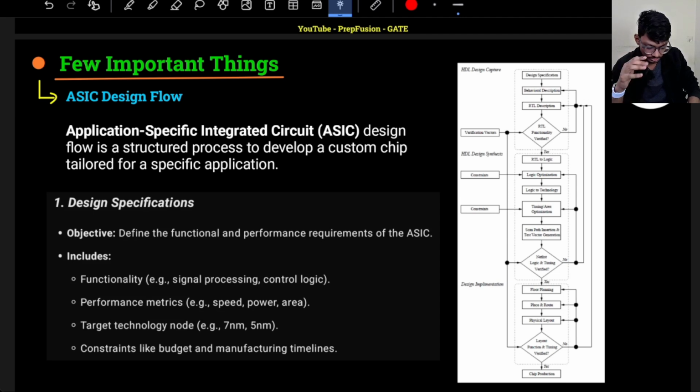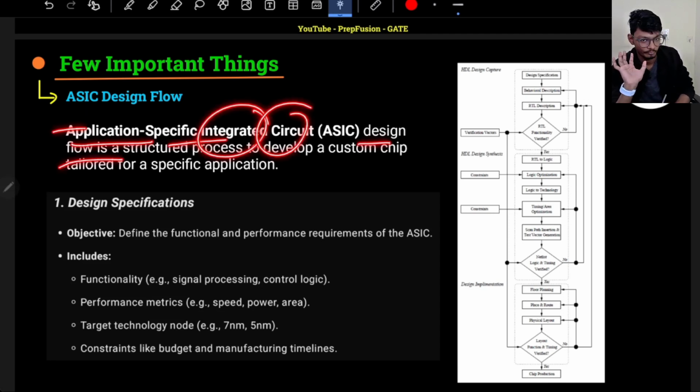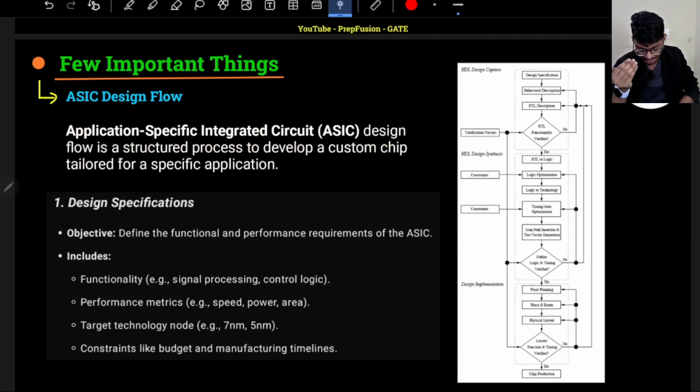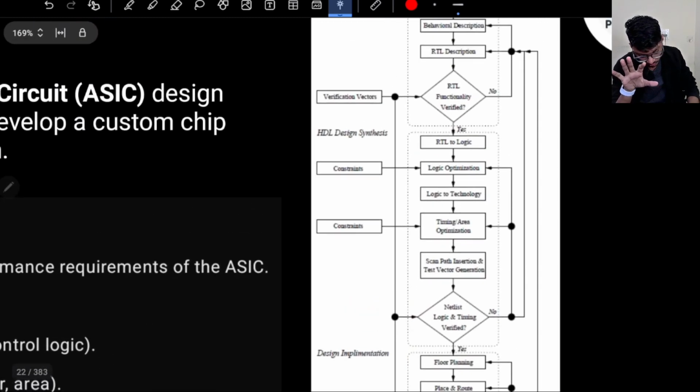So I will discuss the design flow, just an overview. What is an ASIC design flow? ASIC design flow is application specific integrated circuit design flow. It is a structured process to develop a custom chip for a specific application. So what is the design flow to develop a chip? That is what I am discussing. So this is the overview.